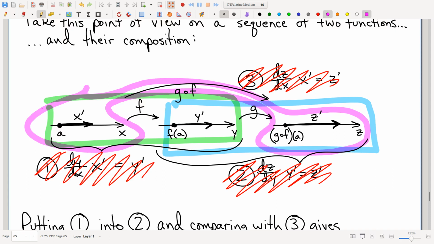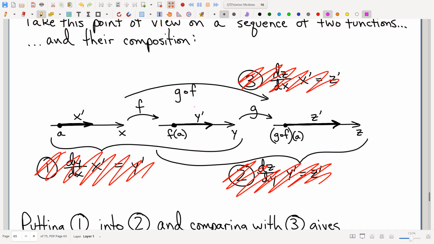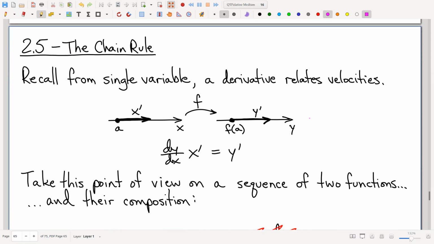Okay. All right, so here's the thing. If you are at some point A, if you're moving with some velocity x prime, your image here will be moving with some velocity y prime. Y leads to z. Z will be moving with some velocity z prime. I have these three velocities, right? And I claim that we can write down certain relationships between them. And they are just this observation up here.